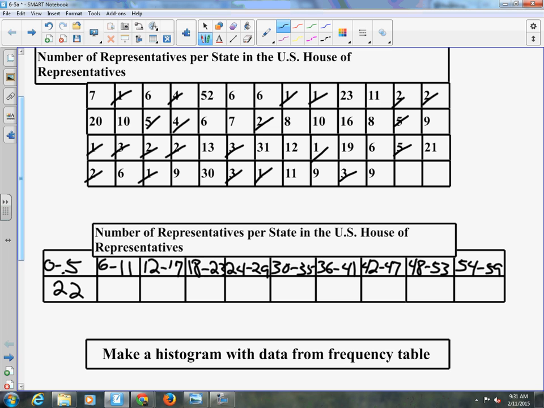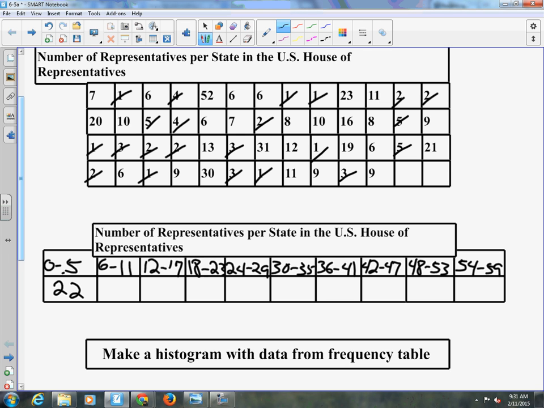Yes? True. If you mess up on the numbers here, then your whole histogram is going to be off. Your whole frequency table is going to be off. Yes? No, you do not have to do groups of 5.